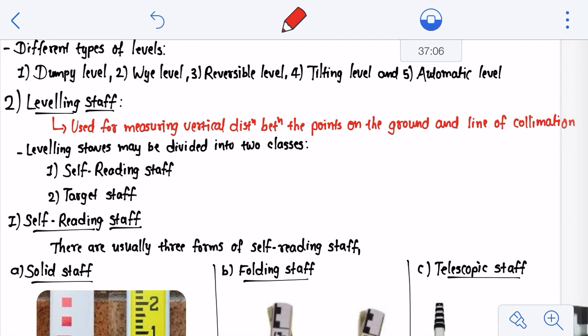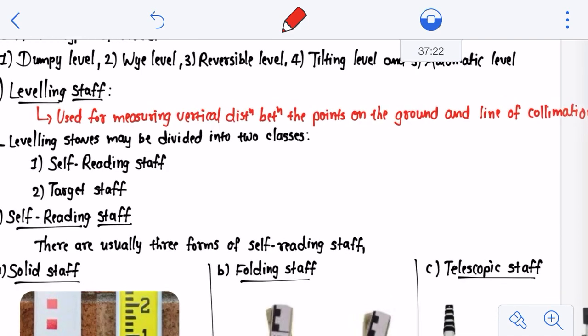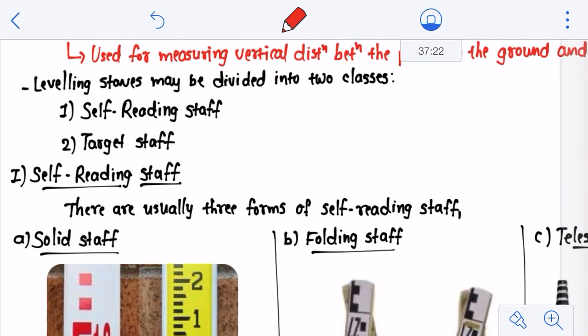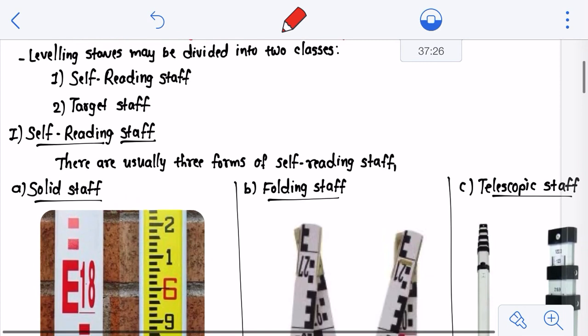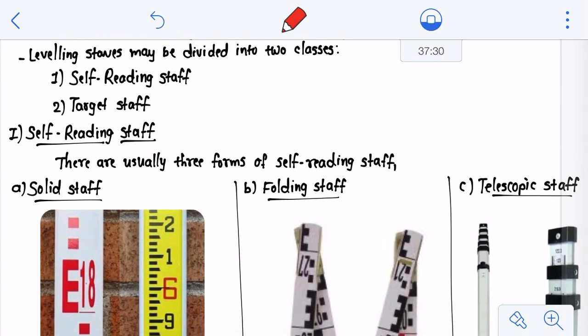The purpose of a level is to establish a horizontal line of sight. Here the purpose of the leveling staff is to determine the amount by which the station or the point is above or below the line of sight. That means this is how the leveling staff will work, right? Now, leveling staffs may be divided into different classes. As you can see here, there are two different classes of leveling staffs available with us. The first one is a self-reading staff, and the second one is a target staff, right?